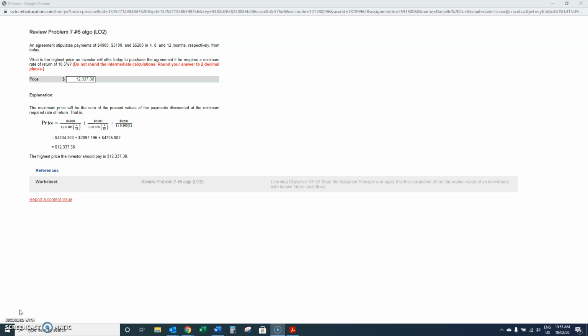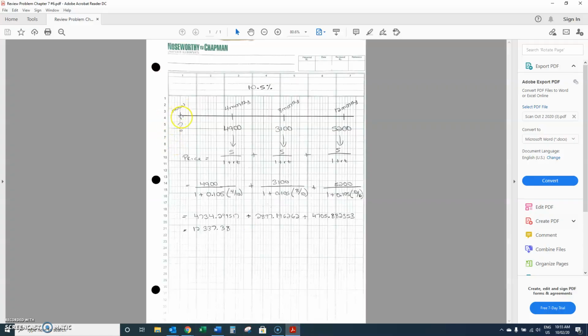of return of 10.5%? Again, draw a rough little timeline out on your paper to kind of visualize what it is you're looking for. So, you're going to get payments of $4,900, $3,100, and $5,200 in 4, 8, and 12 months from today. What will the investor pay today if he needs a return of 10.5%?